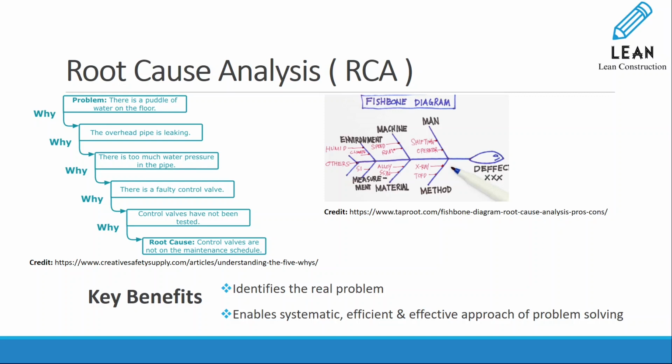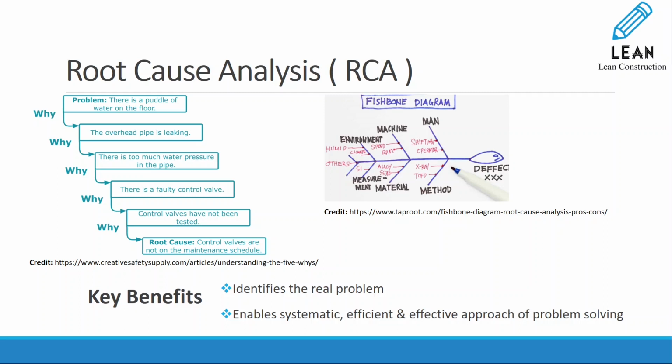For example, let's consider a scenario that there's a puddle of water on the floor. We ask, why is there a puddle of water on the floor? The answer could be that the overhead pipe is leaking. The next question could be, why is the overhead pipe leaking? The answer could be too much water pressure in the pipe. Furthermore, we can ask, why do we have too much pressure in the pipe? The response could be a faulty control valve. Finally, we can ask, why is the control valve faulty? The root cause of the issue could be that the control valves are not on the maintenance schedule and have not been tested.